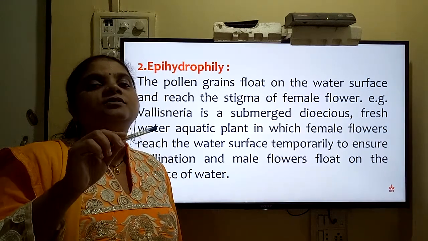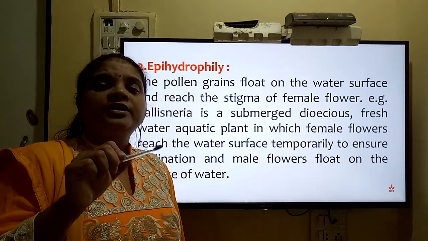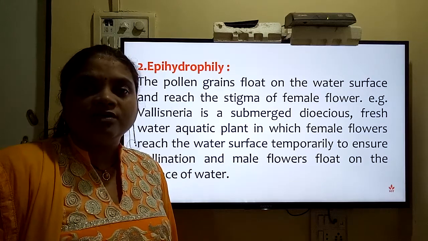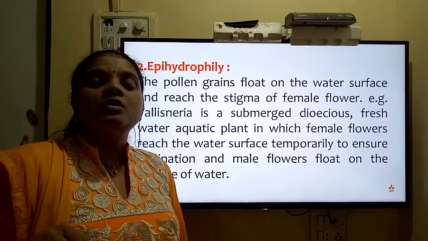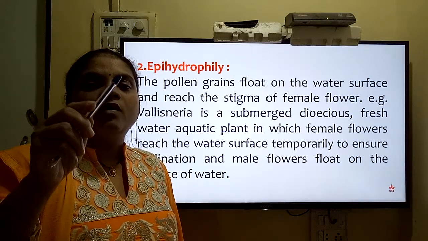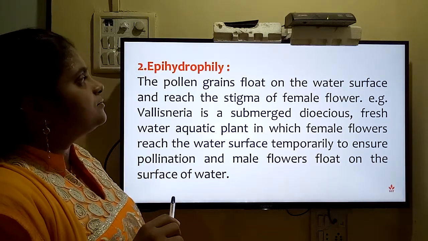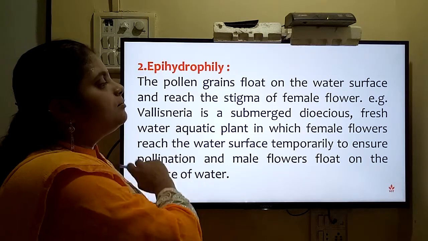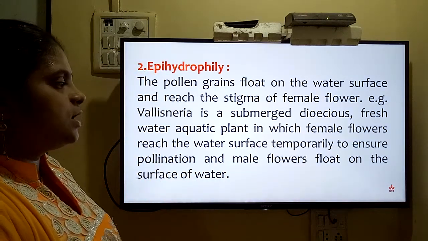The male flowers detach from the plant and float on the water surface, and the female flower at the base shows a long style, and this style reaches the water surface to catch the pollen grain. So that is what we observe in the Vallisneria plant. It is a submerged dioecious freshwater plant.